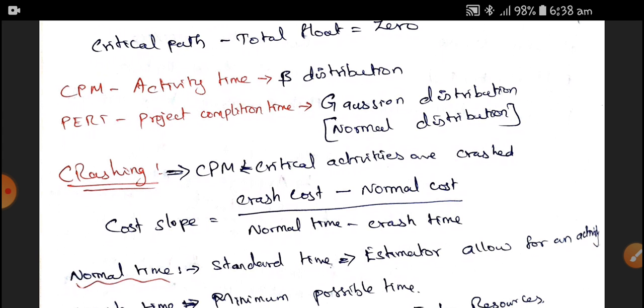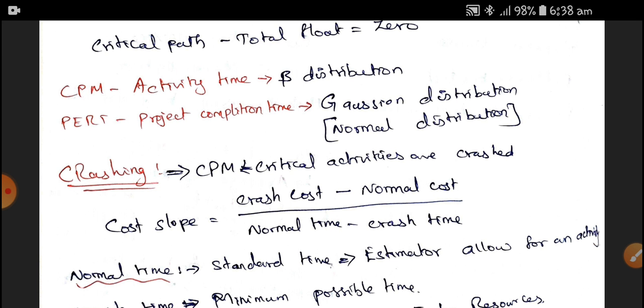In crashing, the direct cost increases and the indirect cost reduces. You have to know the crashing program, sorry, direct cost increases and indirect cost reduces. So that is the crashing. In crashing, direct cost increases and indirect cost decreases. So that is called crashing.